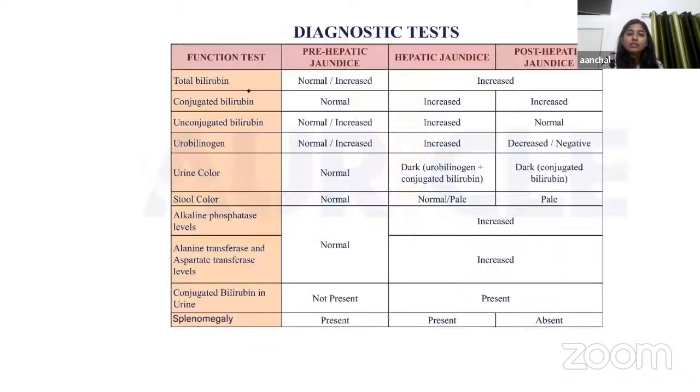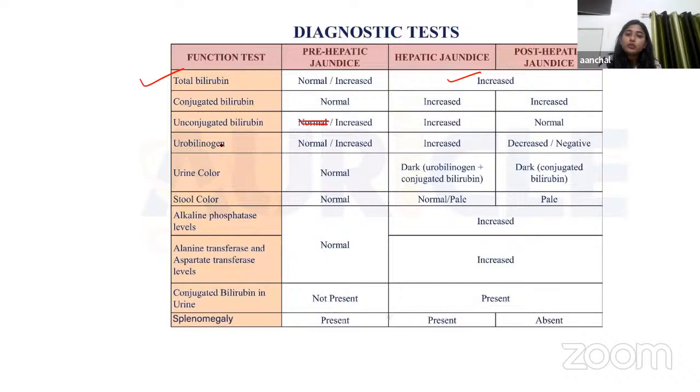Okay, now diagnostic tests. As we have seen, in prehepatic the total bilirubin will be normal or it can be increased. But in hepatic jaundice and post-hepatic jaundice, it will always be increased. The conjugated will be normal in case of prehepatic, and the reason we know already. And in both hepatic and post-hepatic, it will be increased. Then unconjugated will be increased in prehepatic, and in case of hepatic, it will be increased. And in case of post-hepatic, because all the bilirubin gets conjugated, it will be normal.